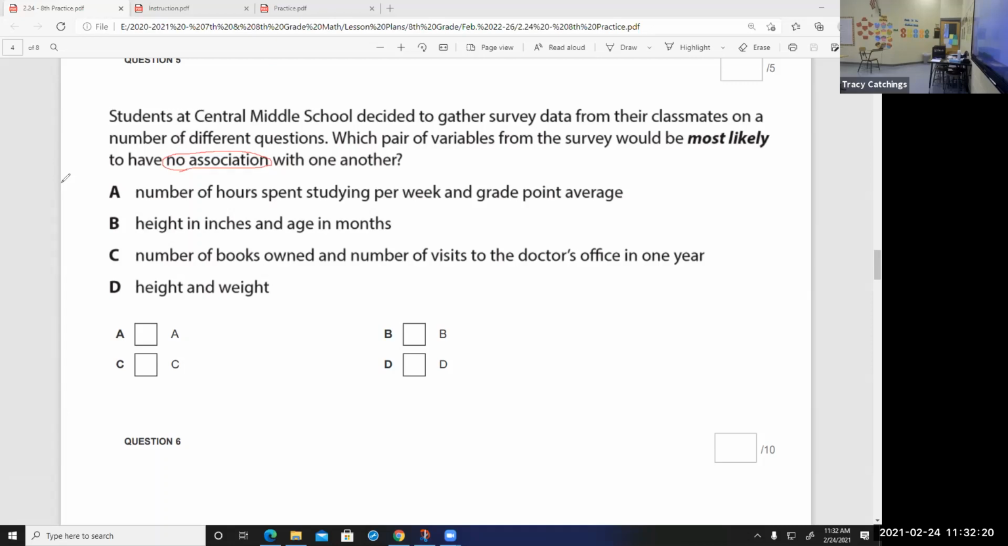C. Number of books owned, number of visits to the doctor. I own a whole lot of books. I guarantee you it has nothing to do with me going to the doctor, because I do not go to the doctor. You don't go to the doctor? Of course, I have to go sometime, but you know.